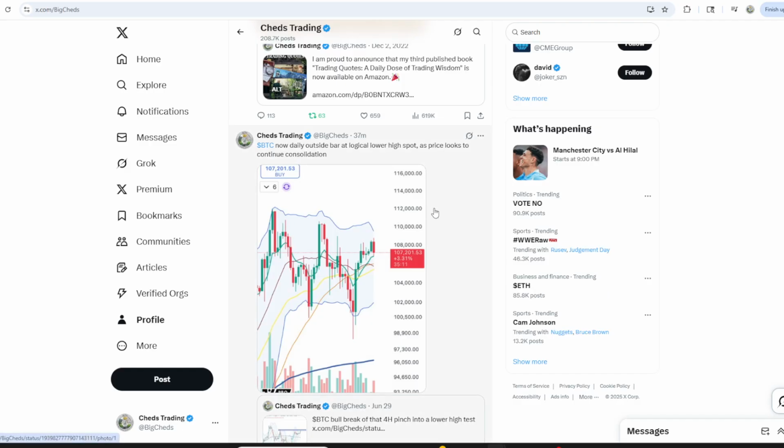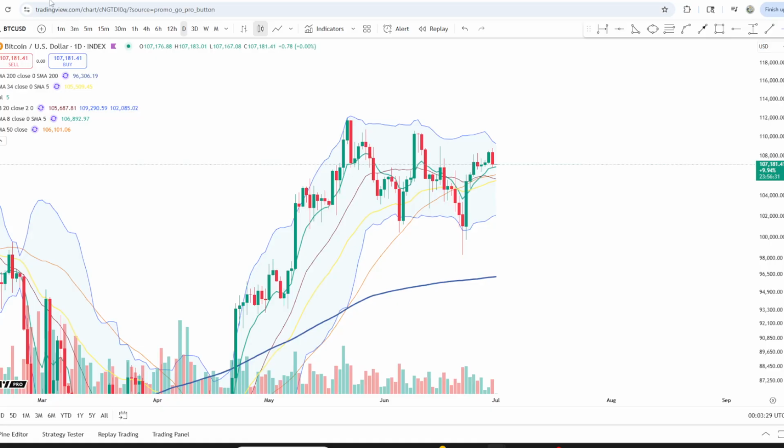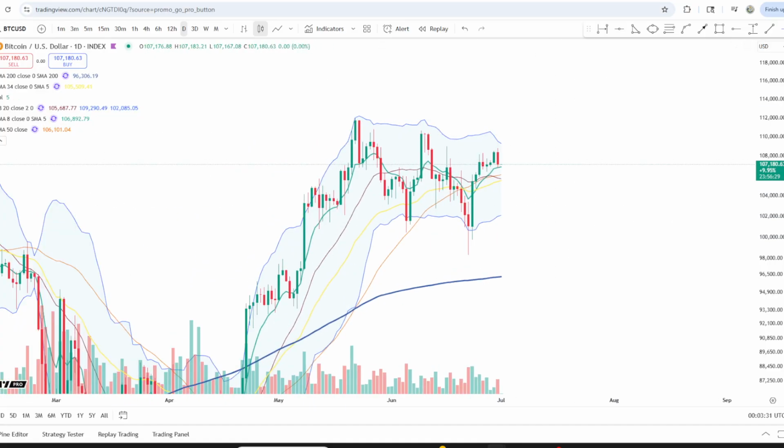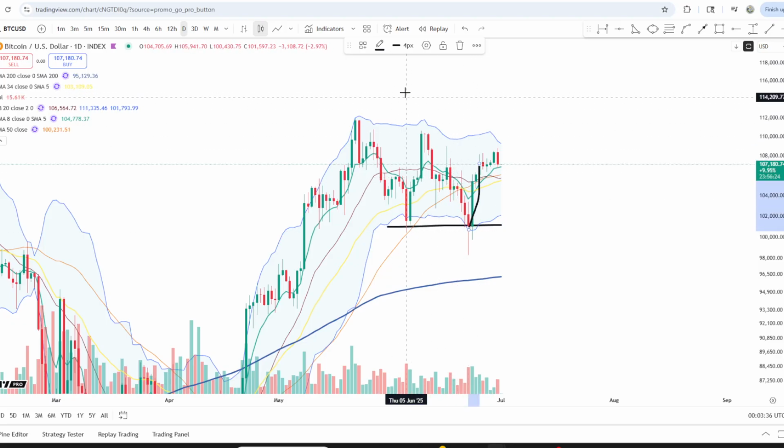I wanted to take a look at a tweet that I just put out, where the price is now forming an outside bar on the daily chart. Now, we've been following the price after the range low recapture and observing the bounce into the lower high structure.